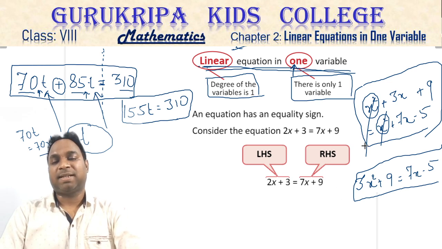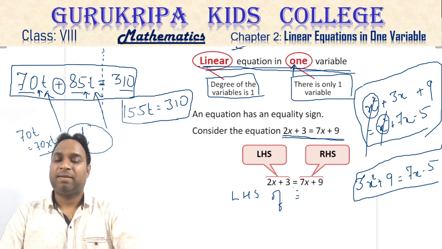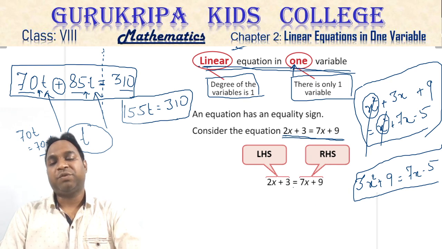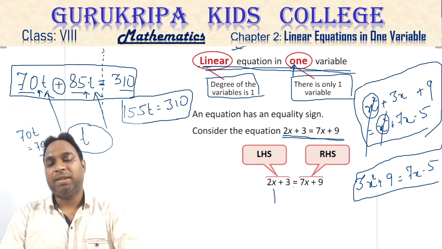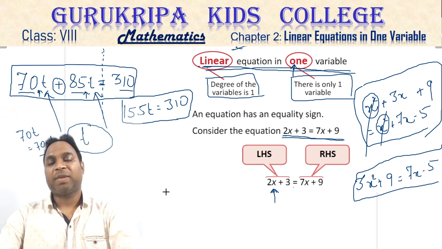Okay. So consider another equation: 2x plus 3 is equal to 7x plus 9. There has to be an LHS, left hand side of the equal to sign, and a right hand side of the equal to sign. So any equation will have one LHS, one RHS. It will have one variable like this. And there will be a degree of the variable. We'll talk in detail about degree in the coming video. As of now, you just need to know that x cannot be squared or cubed. The variable cannot have any power.